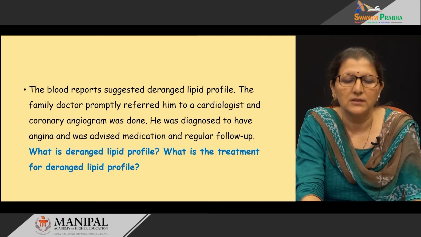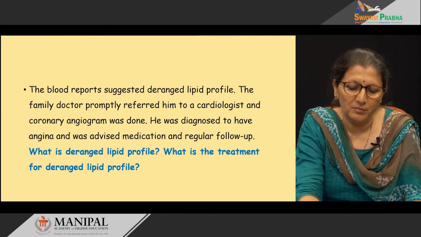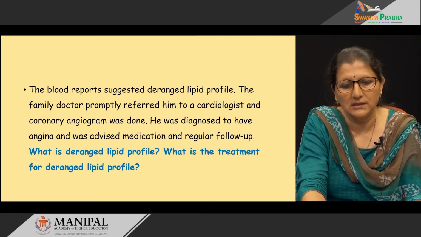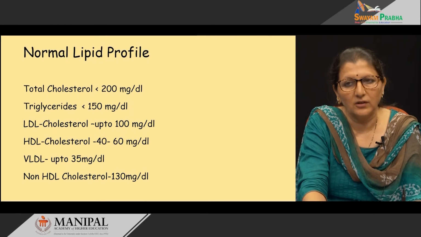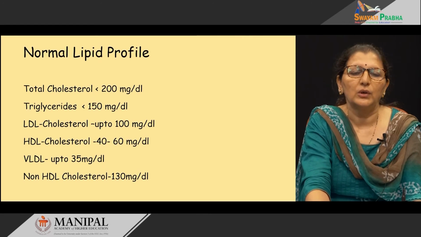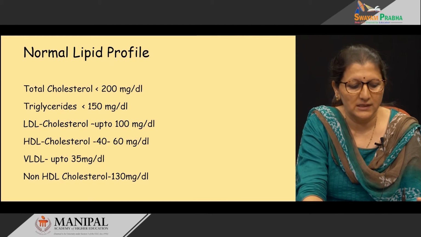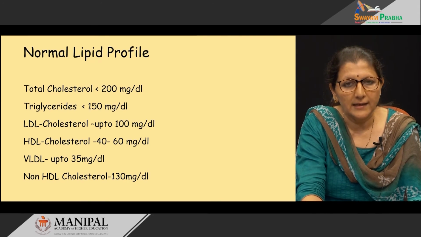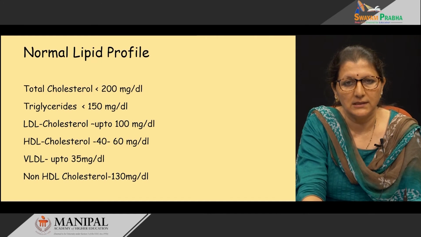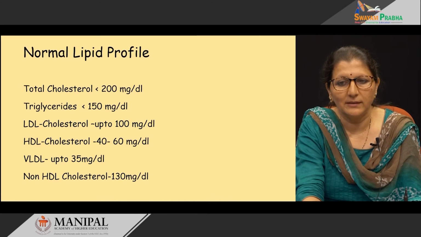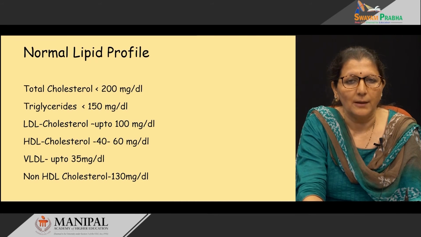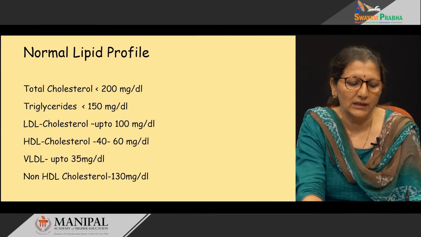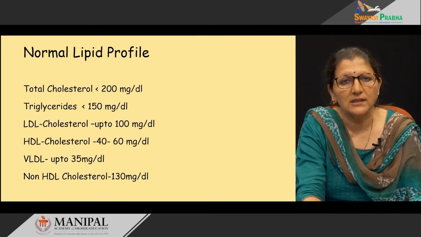To know this, first we will understand what a normal lipid profile is and what the normal expected ranges of lipid parameters are. A fasting normal lipid profile should have a total cholesterol of less than 200 milligrams per deciliter, triglycerides of less than 150 milligrams per deciliter, LDL cholesterol up to 100 milligrams per deciliter, HDL cholesterol of 40 to 60 milligrams per deciliter, VLDL up to 35 milligrams per deciliter and non-HDL cholesterol of 130 milligrams per deciliter. These are the normal ranges.